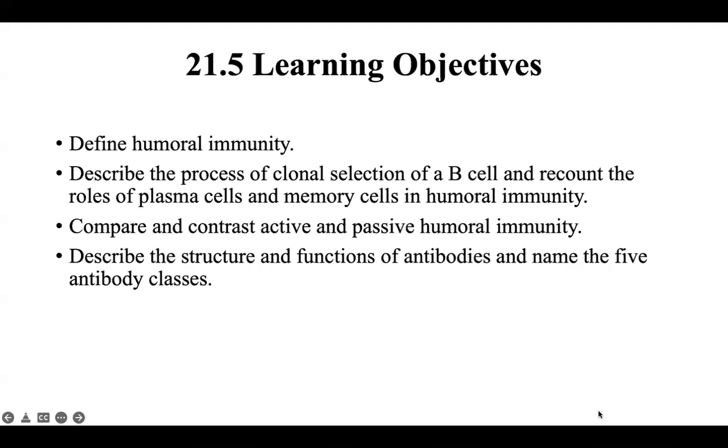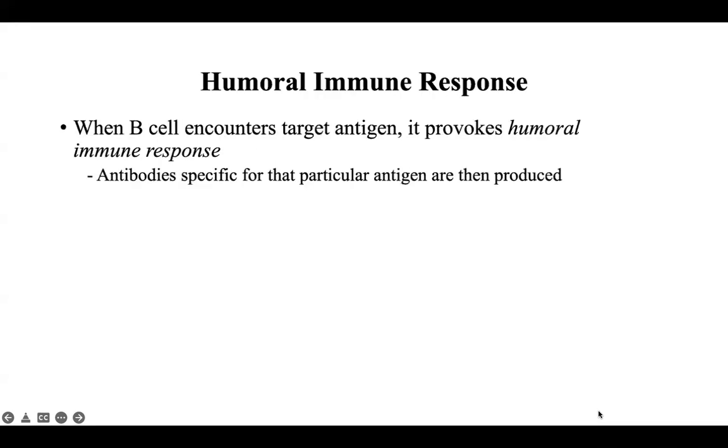So we will now talk about humoral immunity, the process of clonal selection, the roles of plasma cells and memory cells in humoral immunity, active and passive humoral immunity, and then antibodies. So what is the humoral immune response? Firstly, which cell is responsible for the humoral response? Is it the T cell or the B cell?